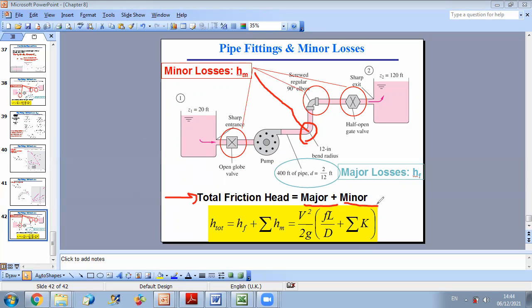So this is the material of this chapter, but this chapter really requires practice. And it's very simple if you practice on it. So we'll do examples together on this chapter.